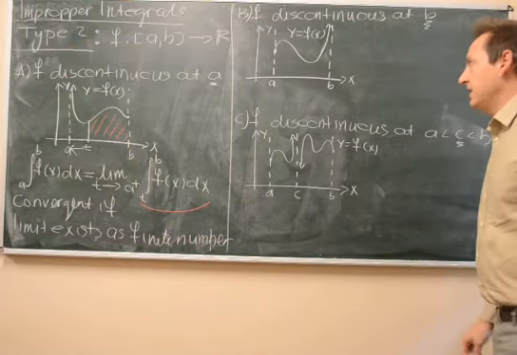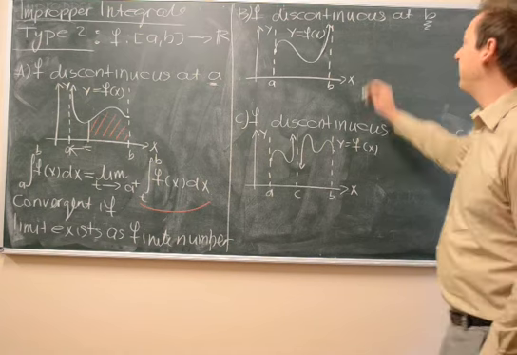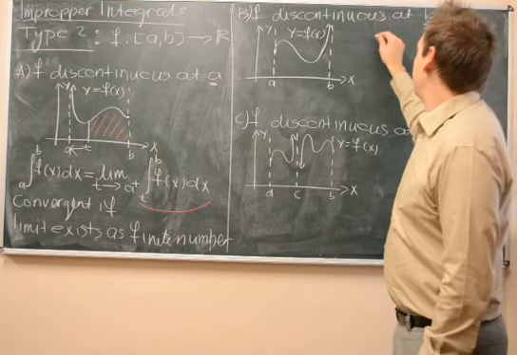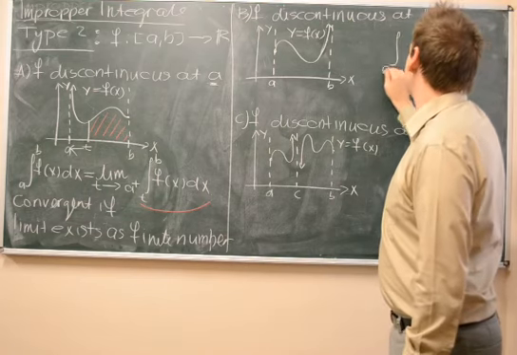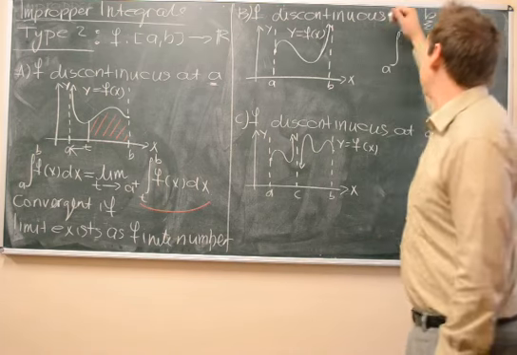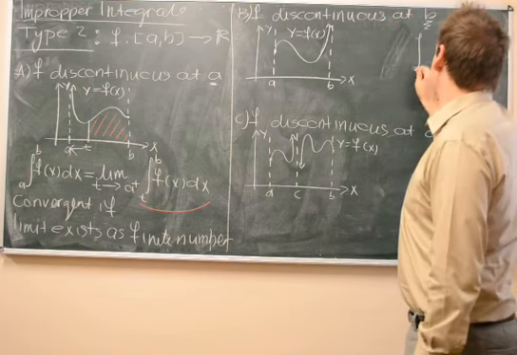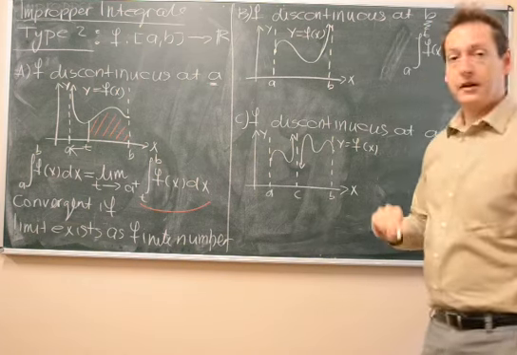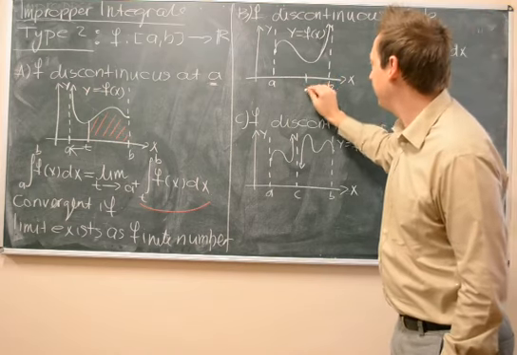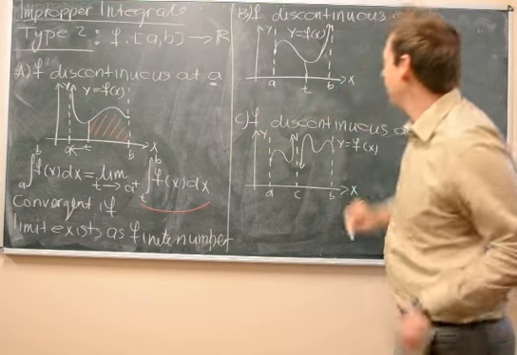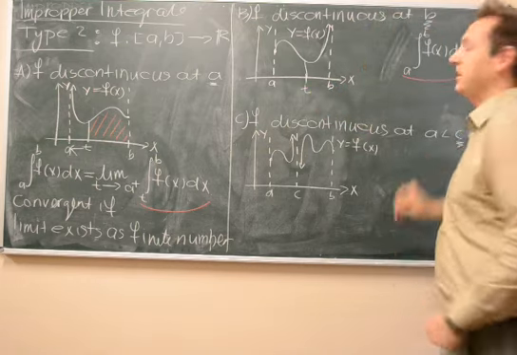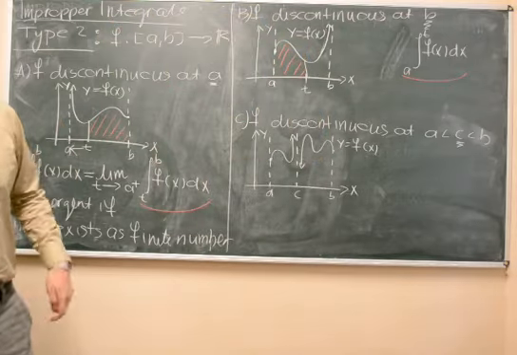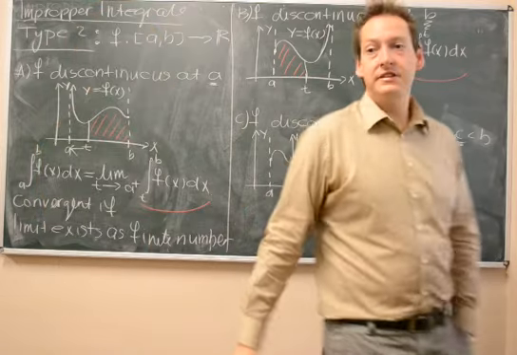Now the second case is very similar to the first. Now our function is discontinuous at the other endpoint b. So we're going to do the same thing: calculate the integral from a to t for some t between a and b. So we take our t there. Then that integral from a to t, you can sort of think of as that area. And then we take the limit as t tends to b.